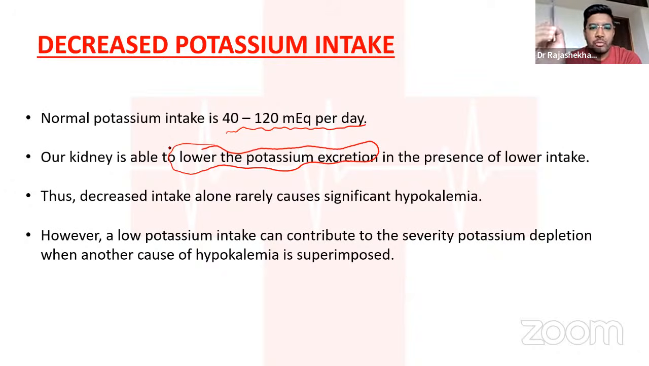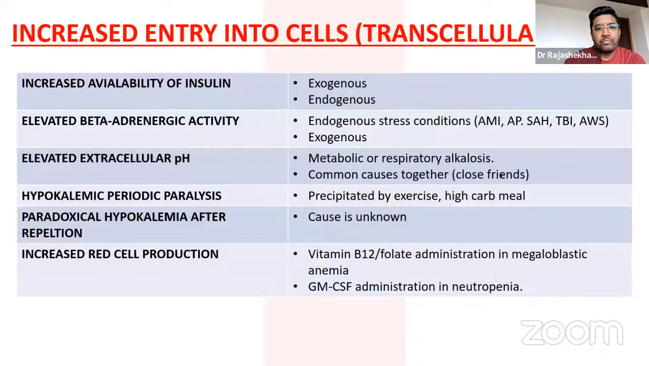So decreased potassium intake alone is usually never a cause of hypokalemia. Only in the presence of underlying conditions can it precipitate hypokalemia. For example, if the patient is on a diuretic and is taking low potassium in the diet, this might precipitate overt hypokalemia in your patient. So decreased potassium intake alone is rarely a cause of significant hypokalemia.